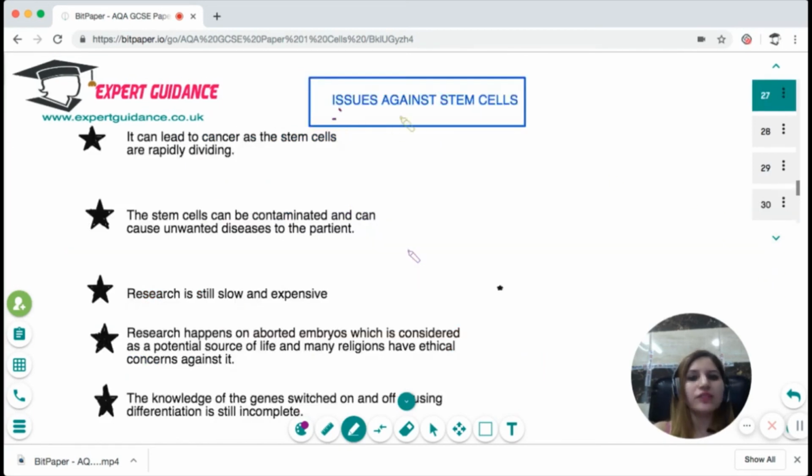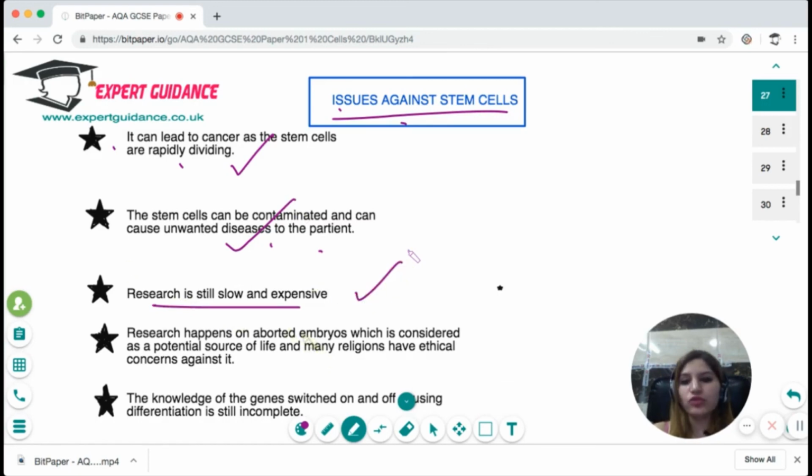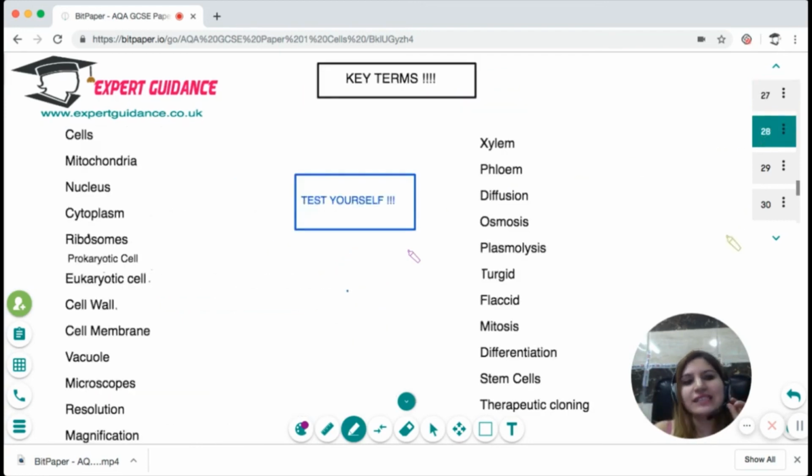However, there are a lot of issues against stem cells. As the cells of the stem cells are rapidly dividing, if we introduce the stem cell into an organism, it can lead to cancer. The stem cells can be contaminated and can cause unwanted diseases to the patient. The research in stem cells is still slow and expensive. The research happens on aborted embryos, which is considered a potential source of life, and many religions have ethical concerns against it. And the knowledge of cell specialization, what genes get switched on and off on differentiation, is still incomplete.